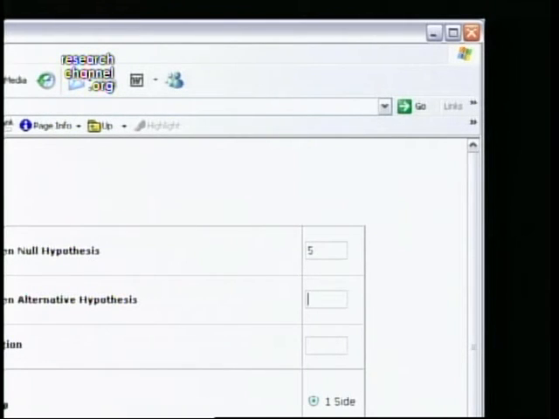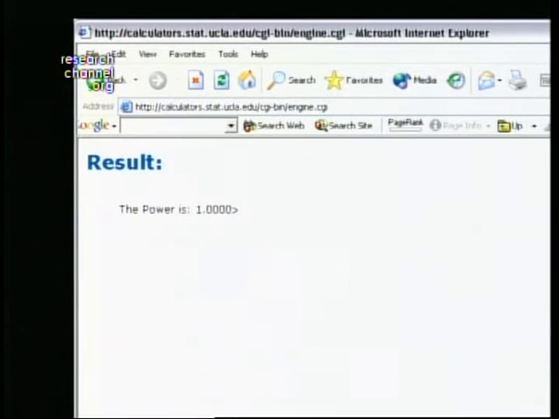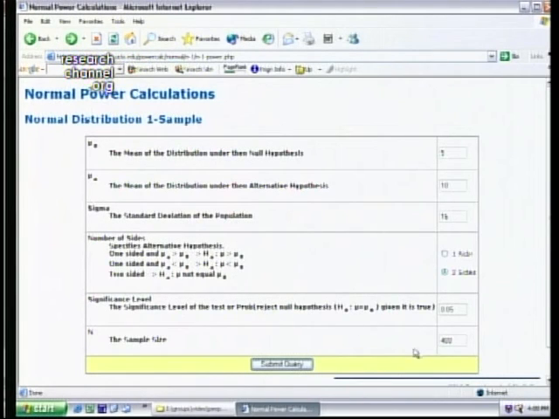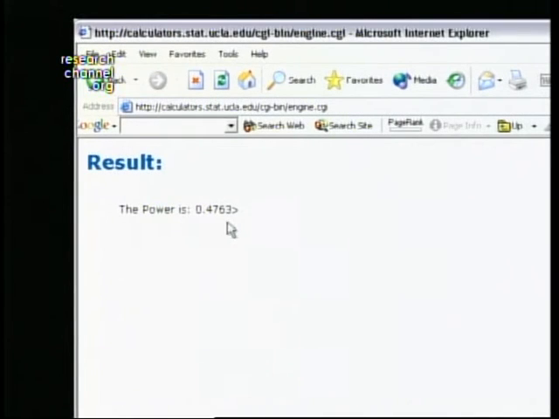The alternative is 10. The standard deviation was 15, and suppose I say I want a two-tailed test with a significance level equal to 0.05, and suppose that the sample size I have is actually a fairly good one of 400. So I'd submit query, and it would tell me the power is greater than 1. Well, that's because my sample size was big. Suppose I only had 35. Now the power is 0.48.